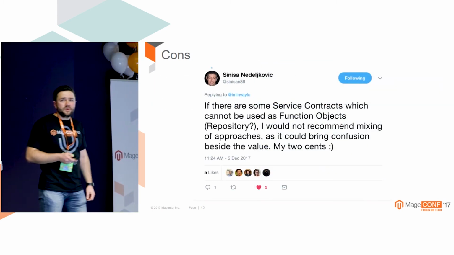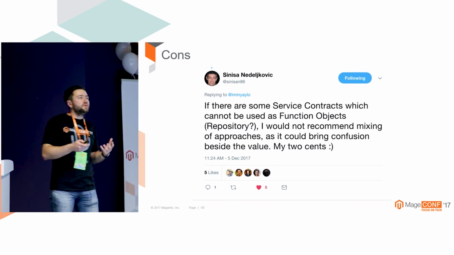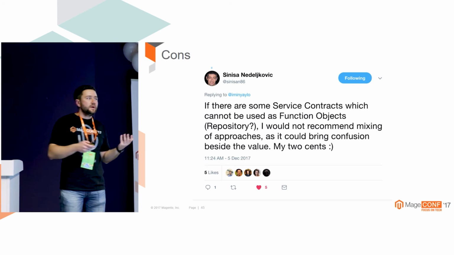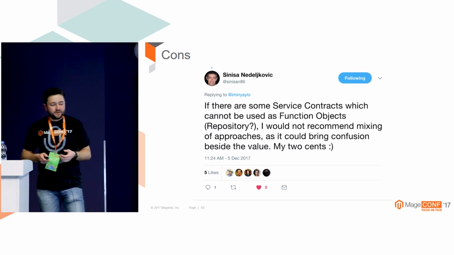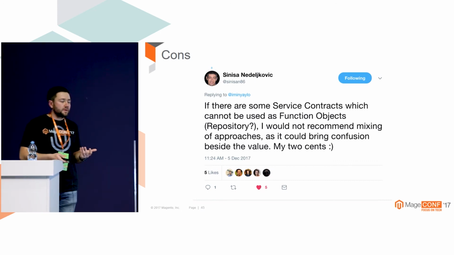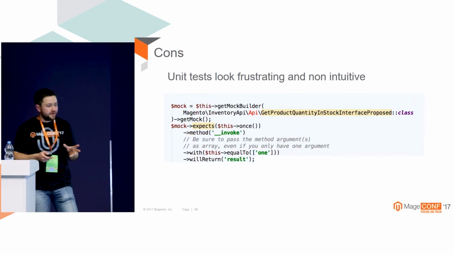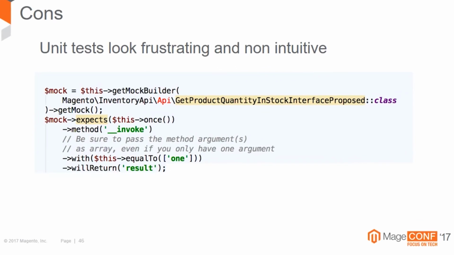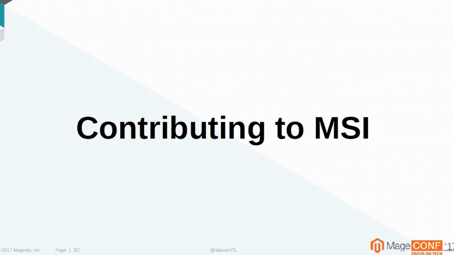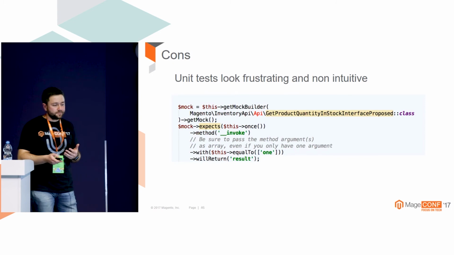Another thing: Sinisa mentioned on Twitter that here we will have two different concepts. We will have invocable services, and services which are not invocable, like a repository, and probably it's not good to mix different concepts under the hood of the service layer. Also, unit tests look a little bit frustrating, because you always need to pass an array, since the invoke method accepts an array. And many people don't realize how to cover the magic method with a unit test. So we decided to stay with the execute method, because the approach using invocable methods does not cover all the concepts we are given.